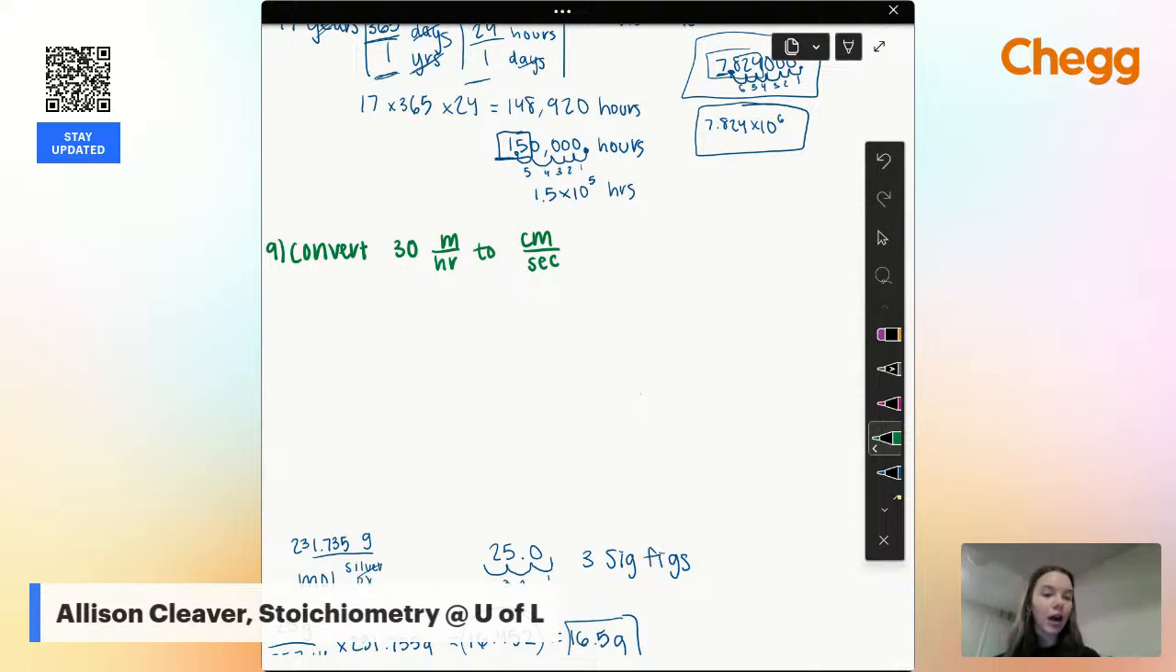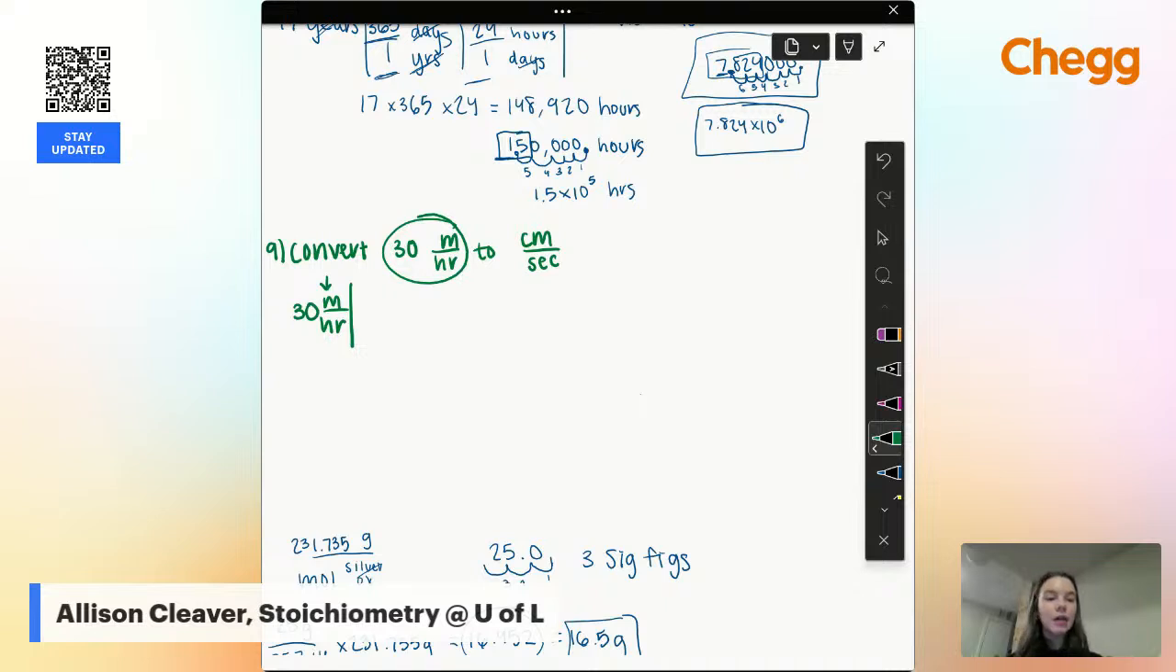So like any other problem, we start with what we're given, and we are given 30 meters per hour. So we're going to start with 30 meters per hour. Now, what I'm trying to get to is centimeters and seconds. Now, the trick with this is, like I said earlier, whatever's on the top has to be on the bottom to cancel out. In the same way, whatever's on the bottom has to be on the top to cancel out. So what I always do is focus on one value to get to my ending answer. So to start, I'm going to focus on this meters and get it to centimeters.